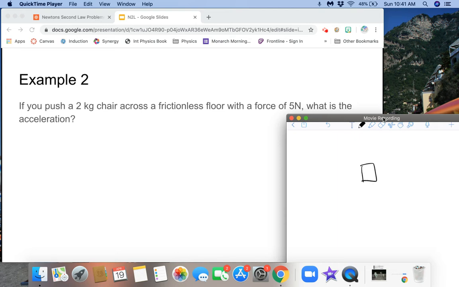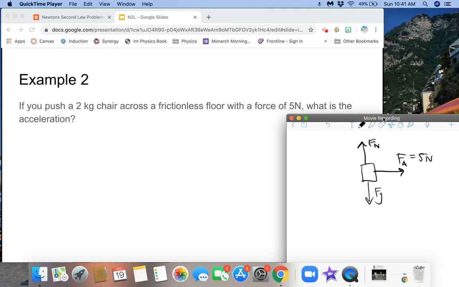I am pushing a 2-kilogram chair across a frictionless floor. So that means my applied force is to the right, and it says it's the force of 5 newtons. So I'm actually just going to write that in there. And then also I know that I'm on the earth, so I have the force of gravity down, and that chair is sitting on the floor. So I have a force of the floor holding that chair up, and that we call the normal force. All right, so there's my normal force.